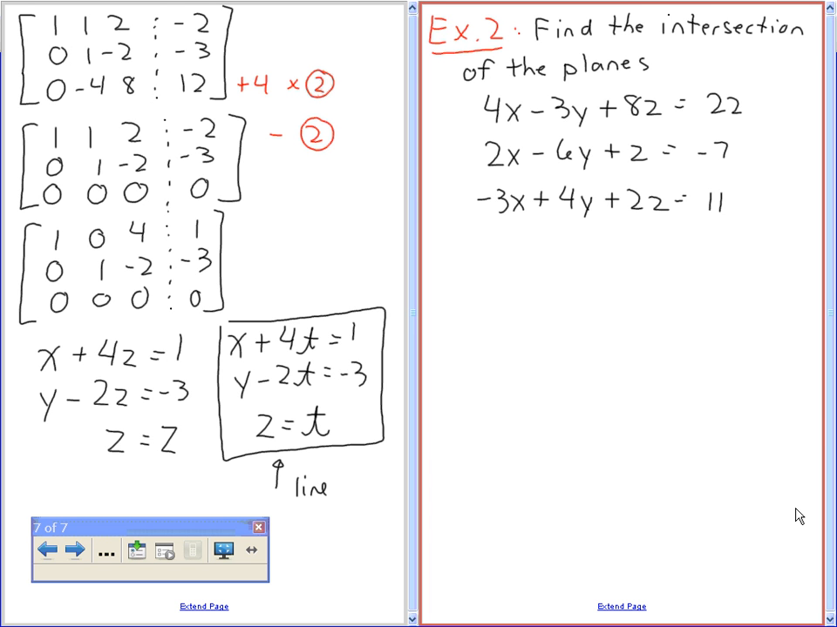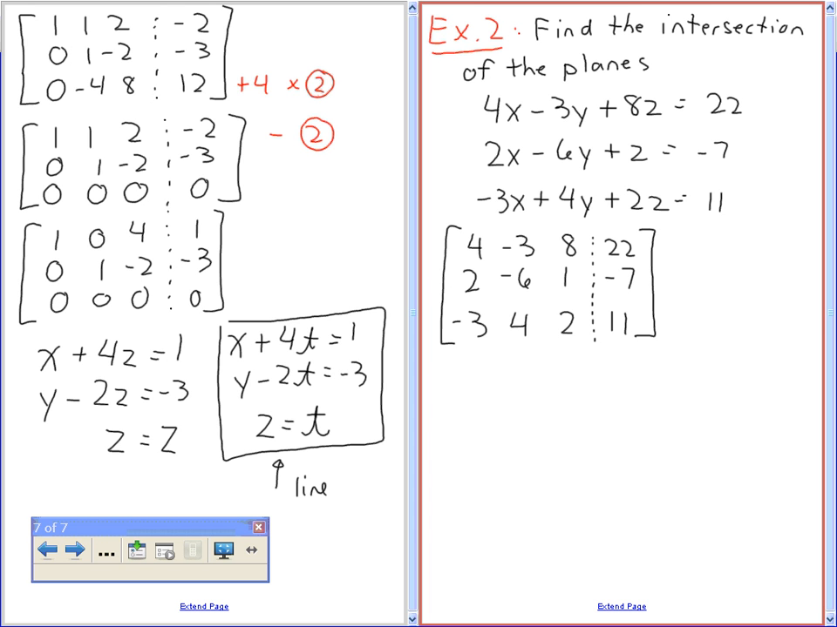Okay. 4, 3, 8. Oh yeah, sorry, thanks. -3. Yeah, missed that. Sorry. 22. Next line 2, -6, 1, -7. Next line -3, 4, 22, and 11. That's right. That's 2Z. That's supposed to be. Oh yeah, I know. Okay.